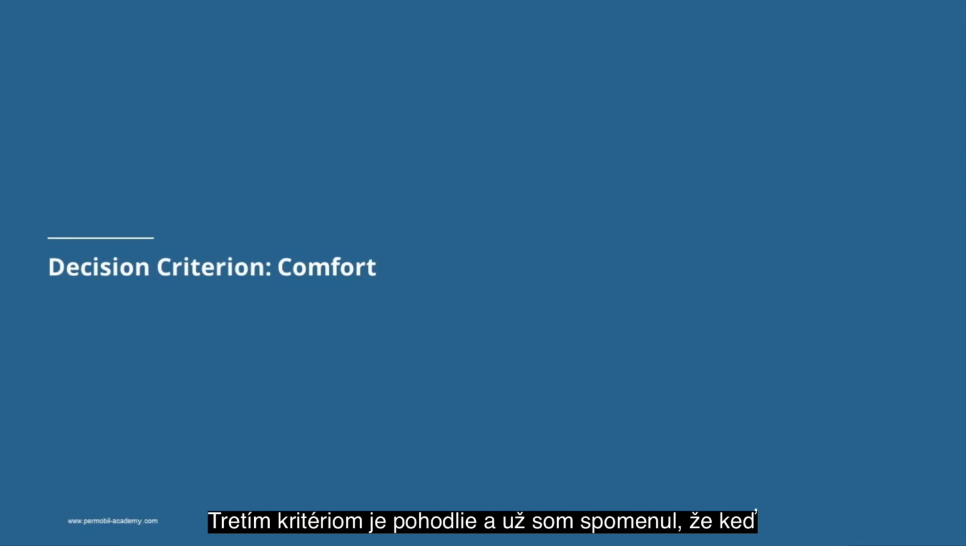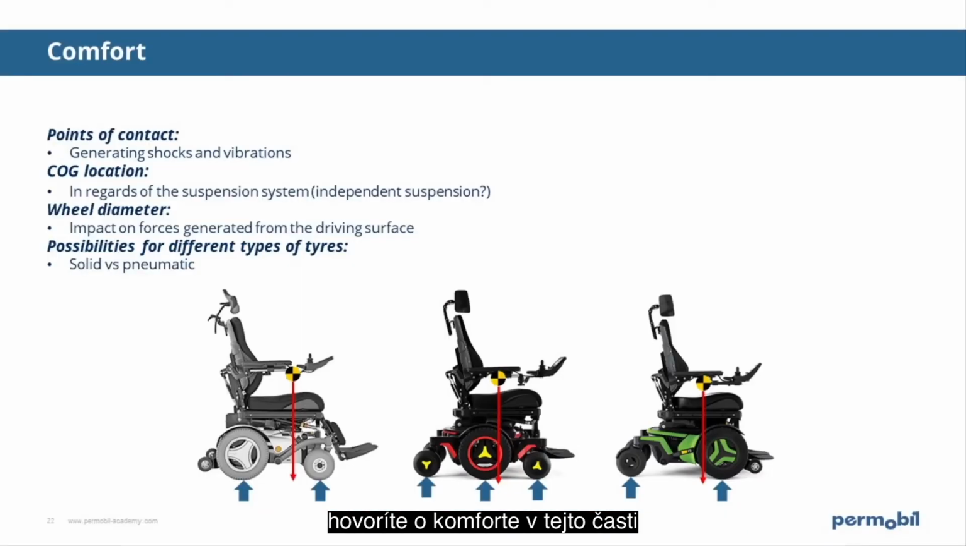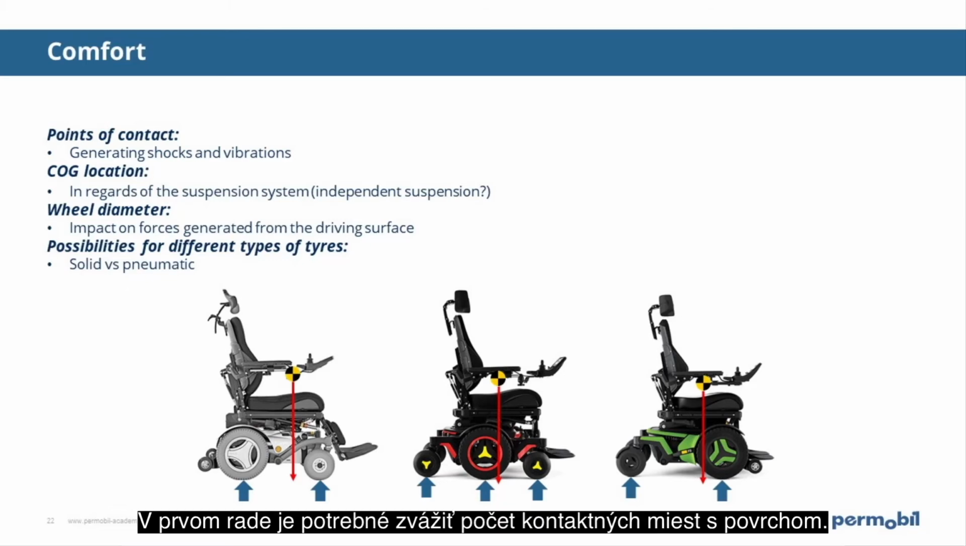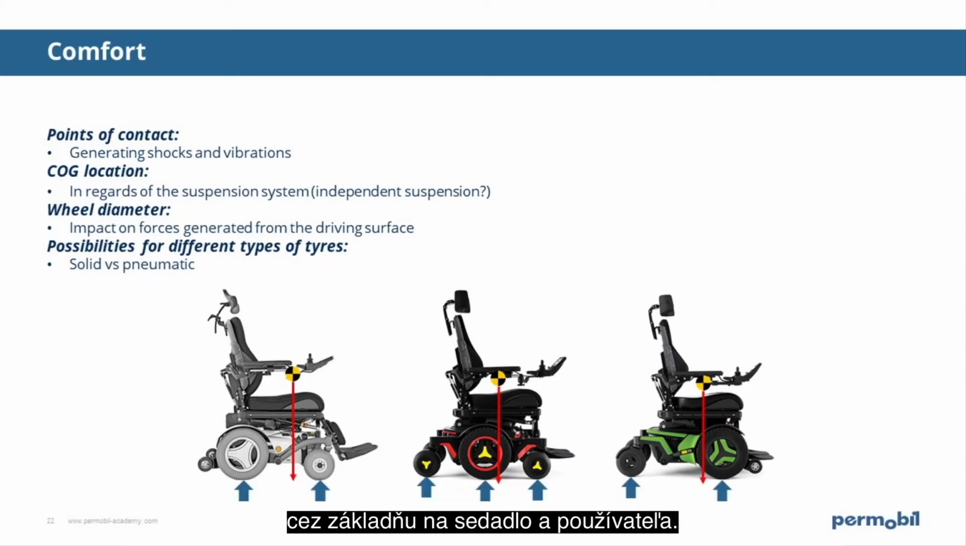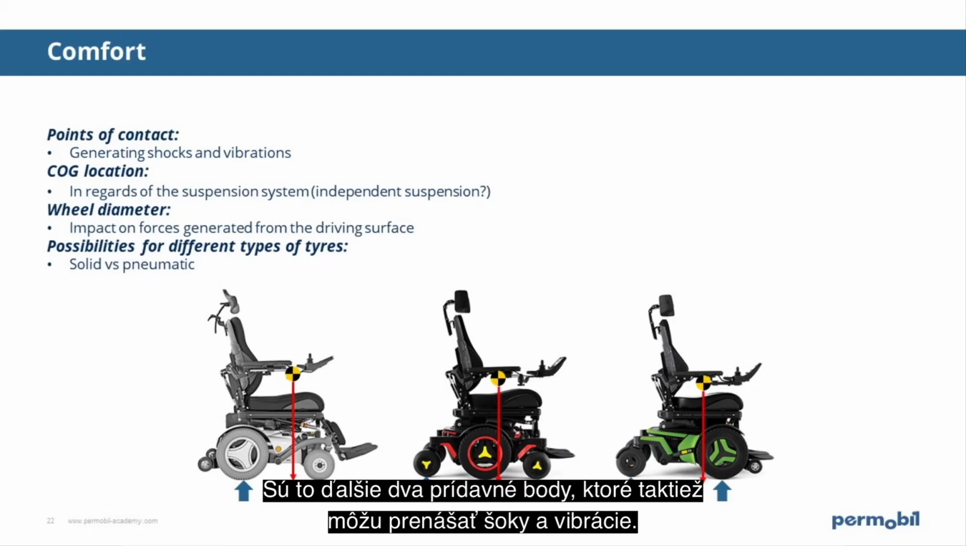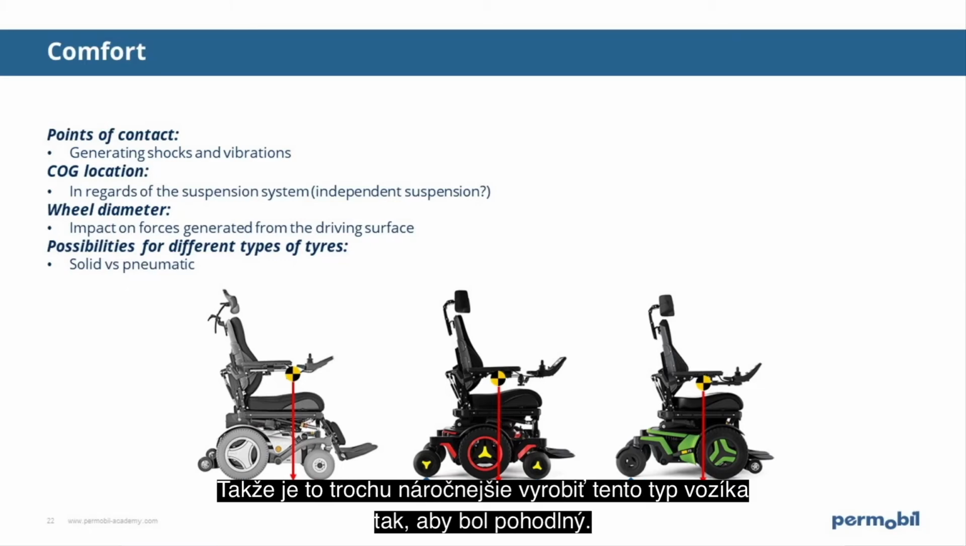The third criterion is comfort. And I already mentioned that when we're talking about comfort in this part, we talk about the comfort of the drive platform and the capabilities of filtering out the shocks and vibrations. So first of all, what you need to consider is the amount of points of contact with the surface. A front-wheel driven platform and a rear-wheel driven platform have only 4 wheels. So it's basically 4 points of contact that can transmit shocks and vibrations through the base to the seat and the user. A mid-wheel driven platform has 6 points of contact. So those are 2 points of contact additionally that can also transfer shocks and vibrations. So it makes it a little bit more challenging to make this type of platform comfortable.